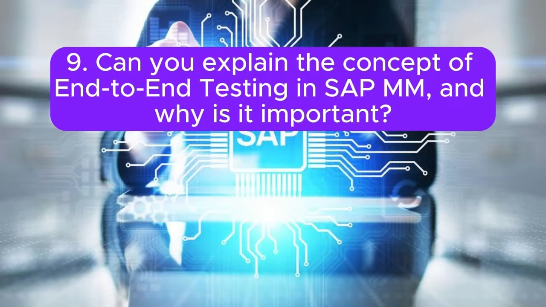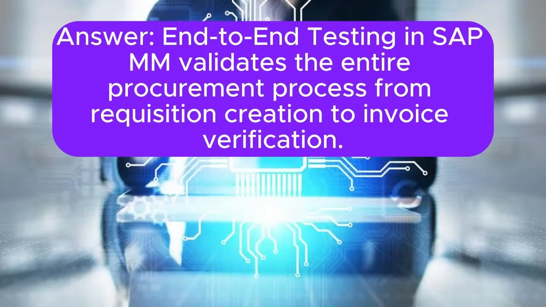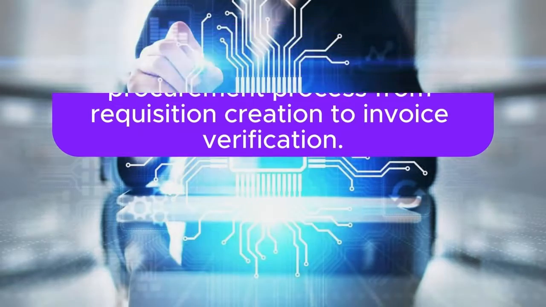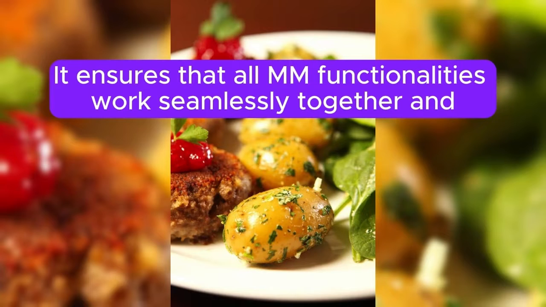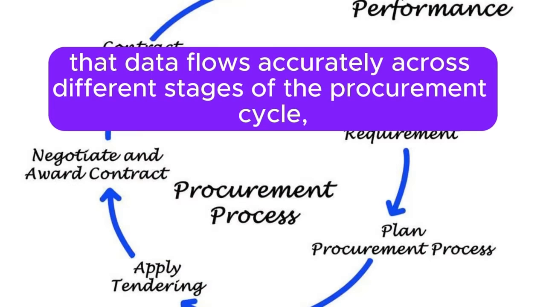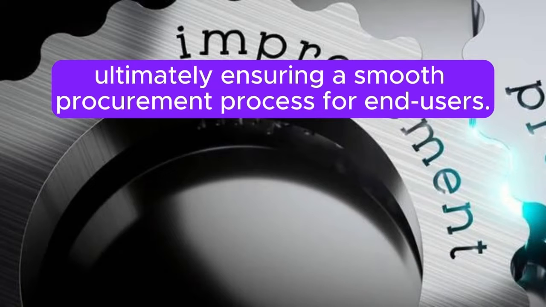9. Can you explain the concept of end-to-end testing in SAP MM, and why is it important? Answer: End-to-end testing in SAP MM validates the entire procurement process from requisition creation to invoice verification. It ensures that all MM functionalities work seamlessly together and that data flows accurately across different stages of the procurement cycle, ultimately ensuring a smooth procurement process for end users.